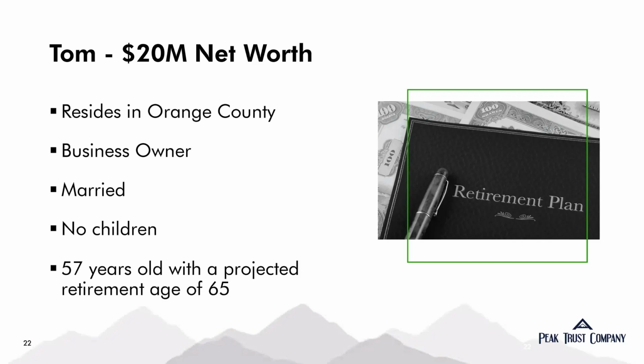Now I'm going to show you how the exemption statute can benefit a person with a net worth of 20 million. We have Tom. He resides in Orange County. He's 57 years old. He has a projected retirement age, just for purposes of discussion, of 65. He's married. He has no kids.